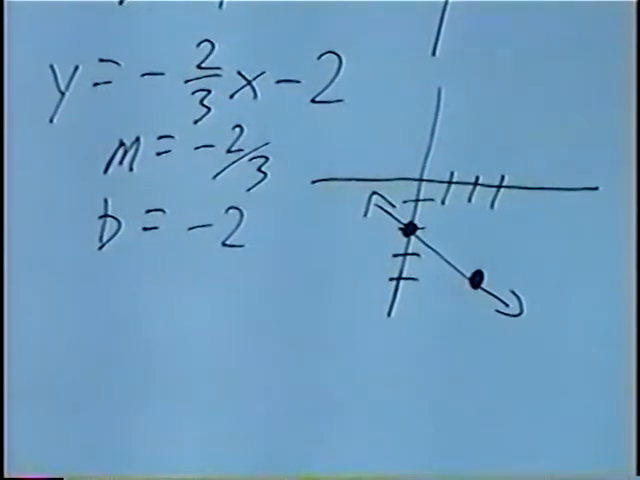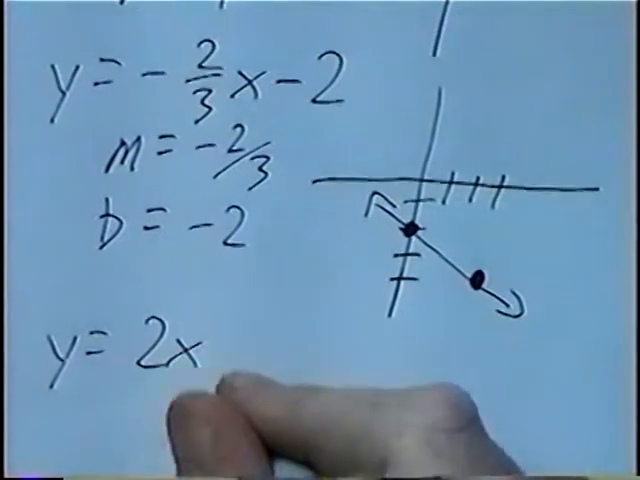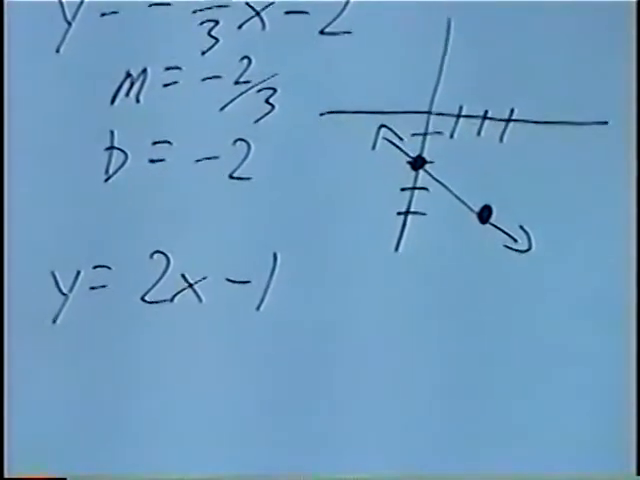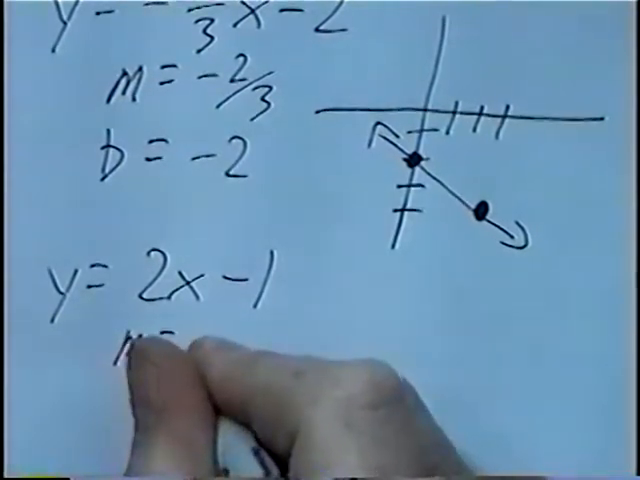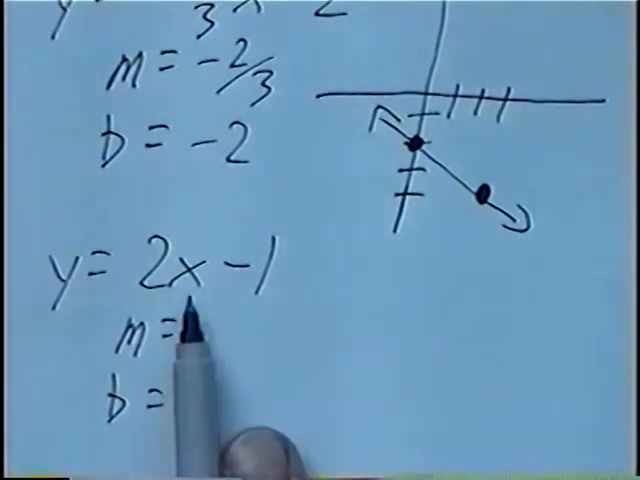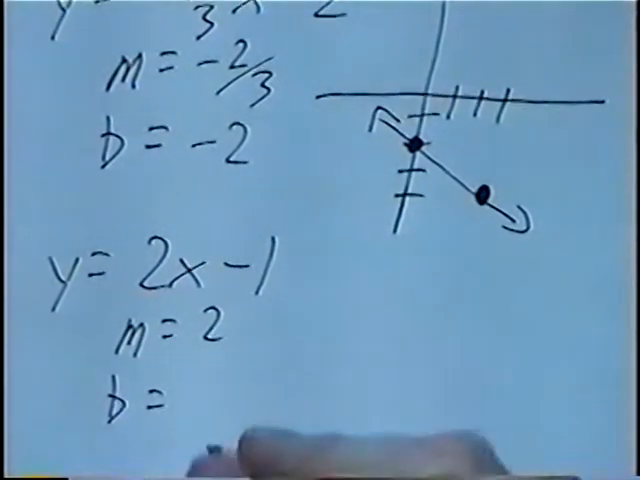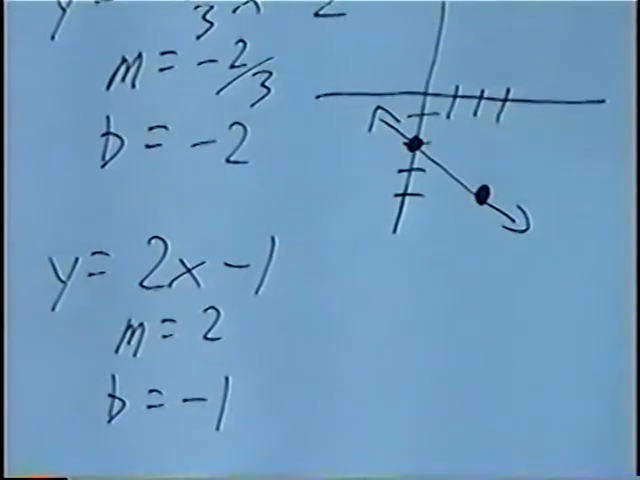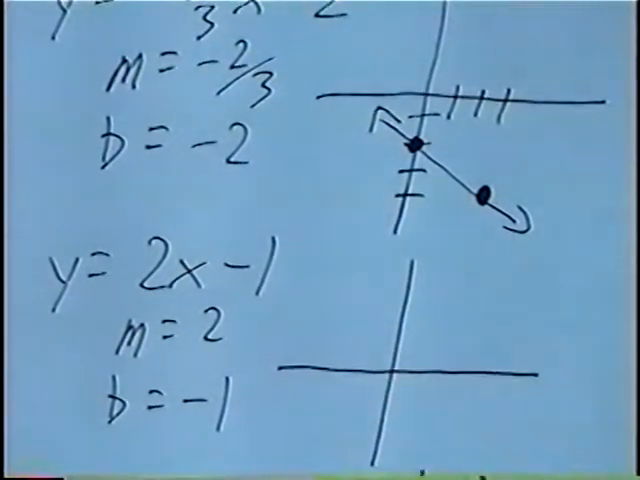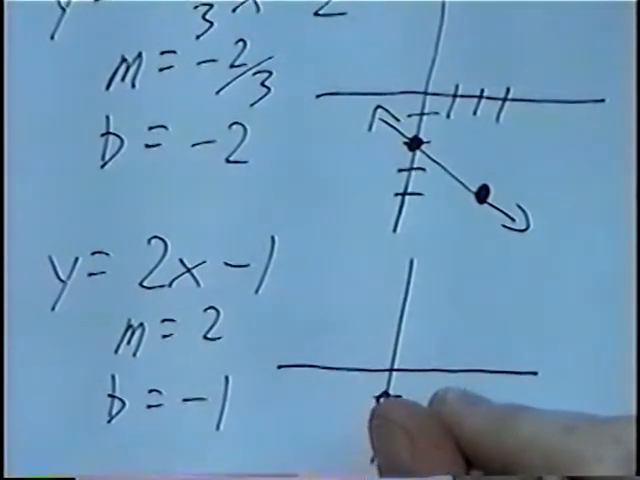And last equation for the section, y equals 2x minus 1. M equals and b equals. M, the number in front of x, is 2, and b, the last number, is -1. Drawing the graph, starting on the y-axis at b, -1 would be 1 spot down.